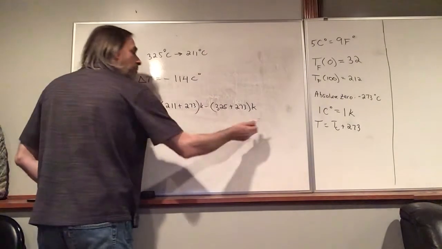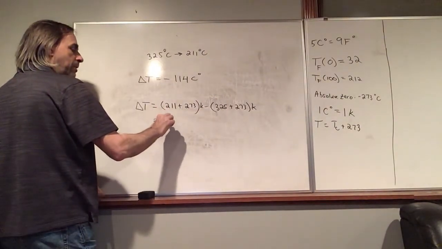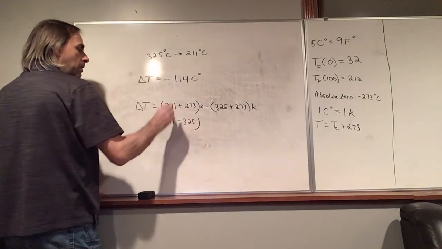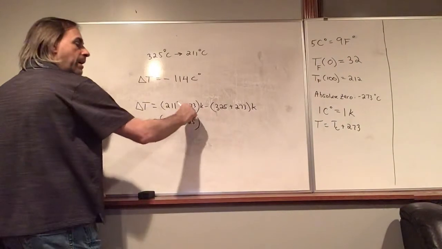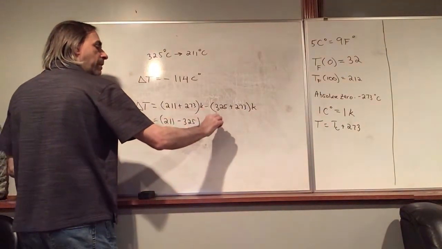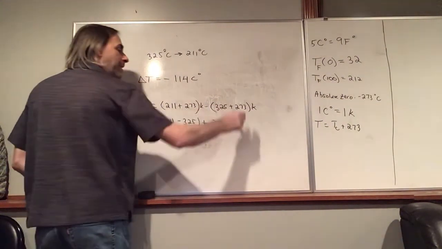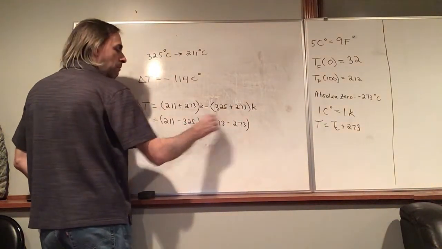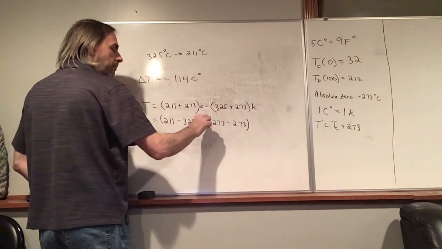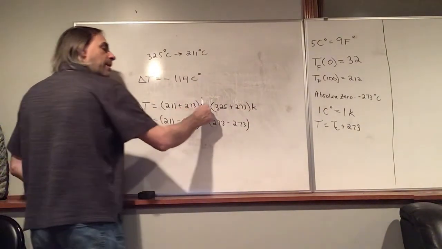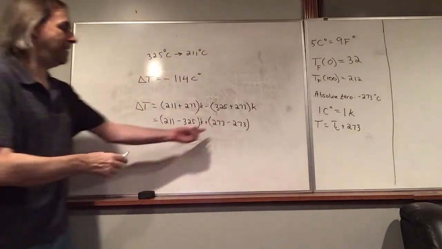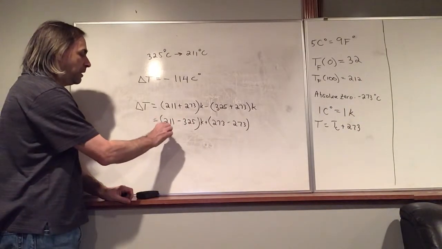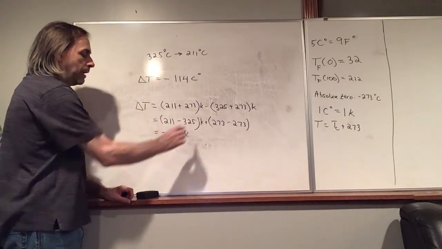But if we just distribute this minus sign, we can write it this way: 211 minus 325. So we're taking this minus that. And then we have the other terms. Here we have 273 and then minus 273. And again, these two just completely cancel each other out. So 211 minus 325, that'd be minus 114 Kelvin.